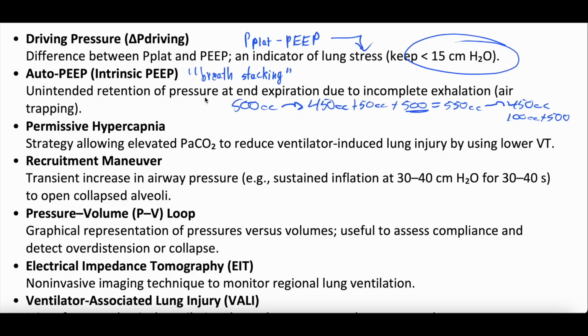And we, not to be a broken record, have a couple episodes out on that too, so check it out in that playlist. Permissive hypercapnia. This is the concept where we allow an elevated amount of arterial carbon dioxide, PaCO2, as a way to reduce ventilator-induced lung injury. So in our patients with ARDS, this is something we do.